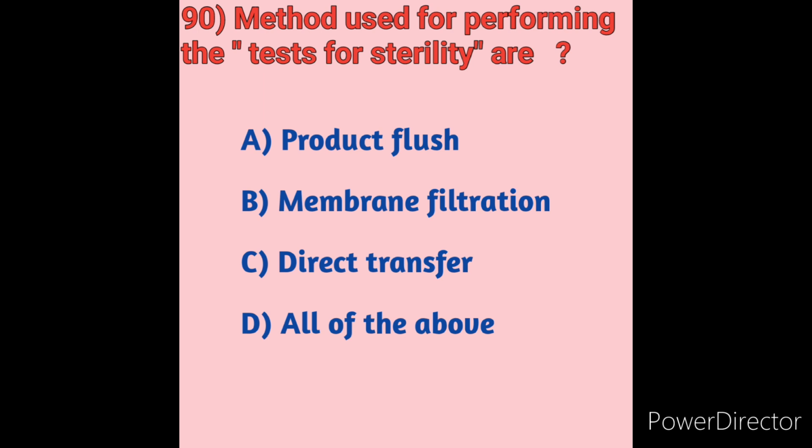Here, the tests for sterility are carried out by the method of membrane filtration, by the method of direct transfer, or by addition of concentrated medium to the product. The method of membrane filtration should be the method of choice where feasible. So here, there are three methods in sterility testing: membrane filtration, direct transfer and product flush.